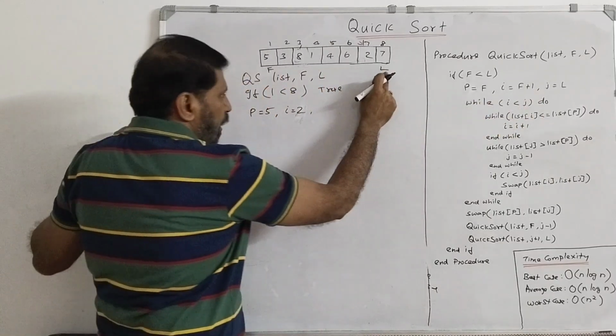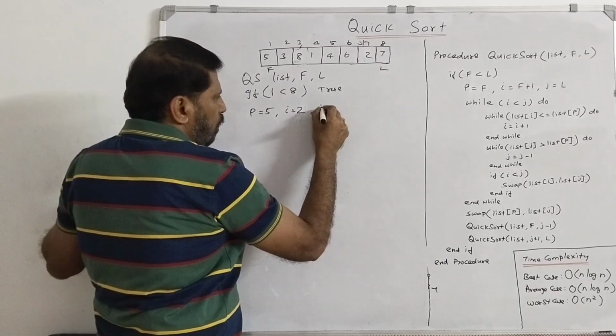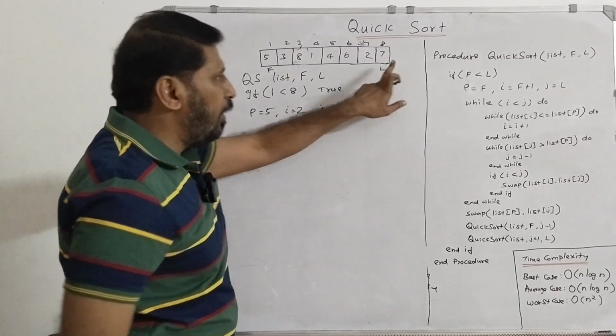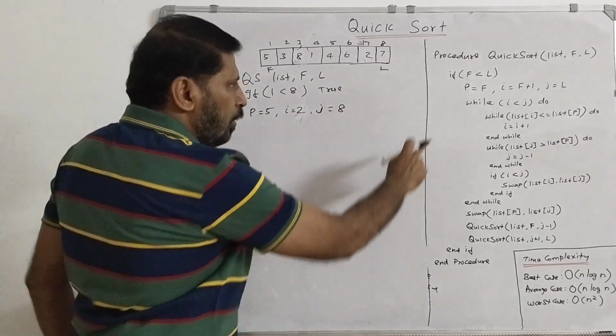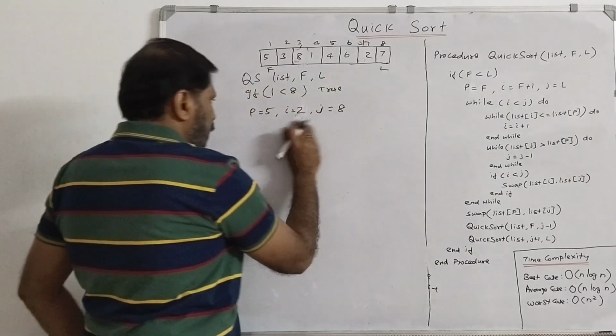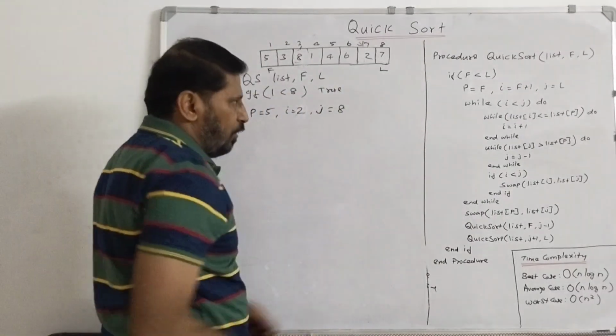Then J equal to L. So J equal to now 8. It is in the 8th position. Okay. So these are the values we are taking for the appropriate variables.